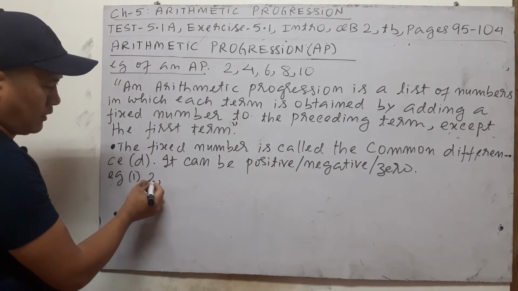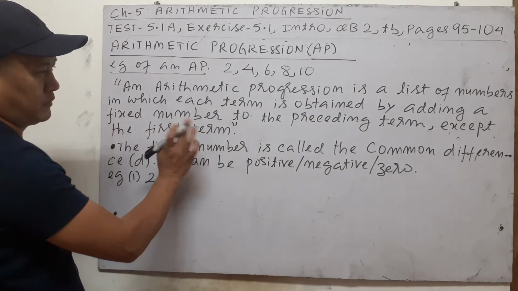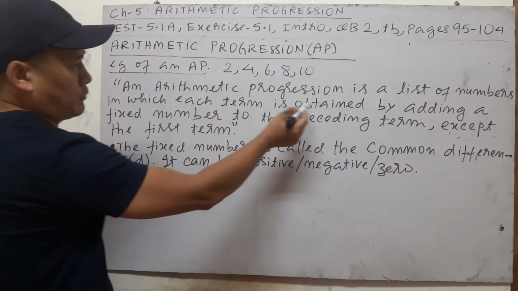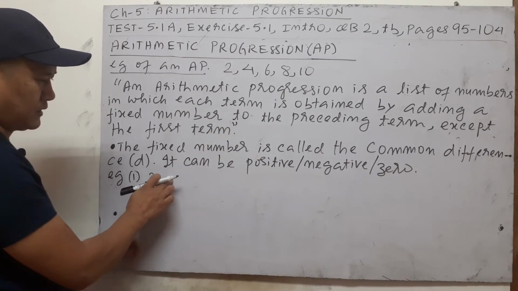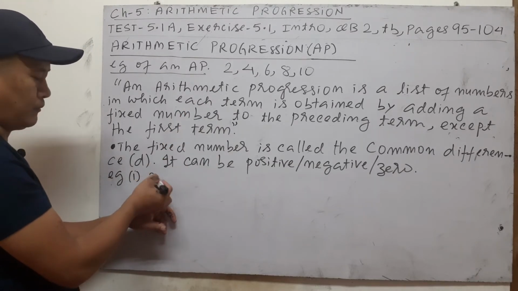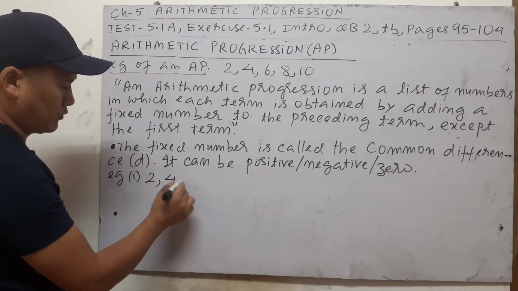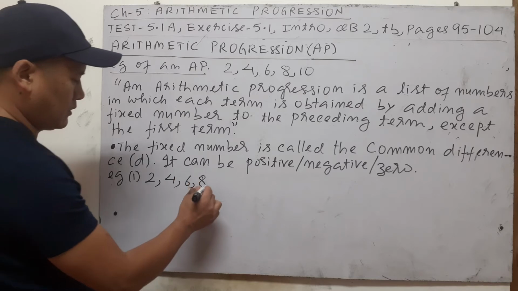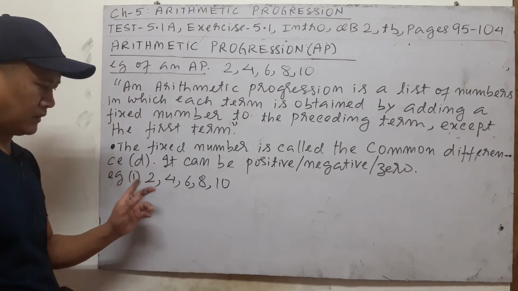So for the first term, don't add anything, just write it. Except for the first term, keep on adding. Each term is obtained by adding that fixed number to the preceding term. So the second term is obtained by adding 2 to the first term: 2 plus 2, 4. Then the third term, 2 plus 4, 6, 2 plus 6, 8, and 2 plus 8, 10. So adding that fixed number to the preceding term, we got this AP.